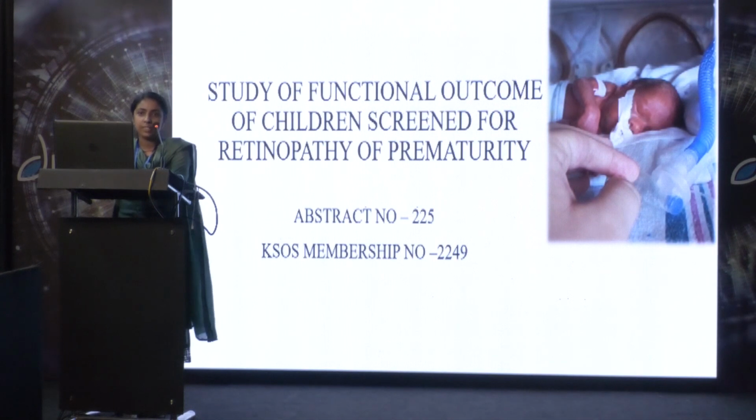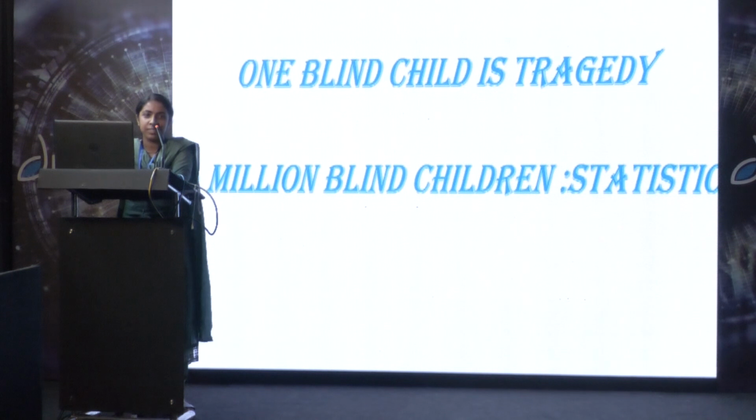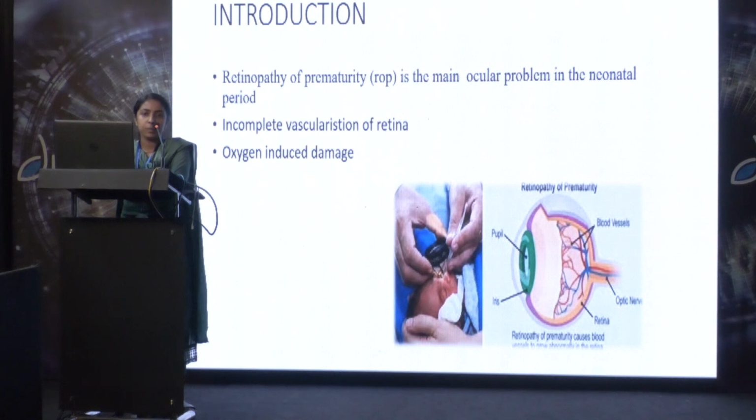Good afternoon all. The topic of my study is a study of functional outcome of children who were screened for retinopathy of prematurity. One blind child is a tragedy, whereas a million blind children, a statistic. So, retinopathy of prematurity is the main ocular problem of premature infants during their neonatal period. Retinopathy of prematurity is an incomplete vascularization of the retina, which is mainly attributed to oxygen-induced damage.